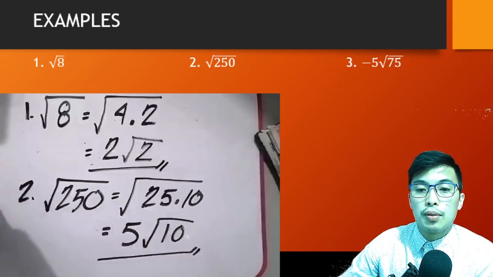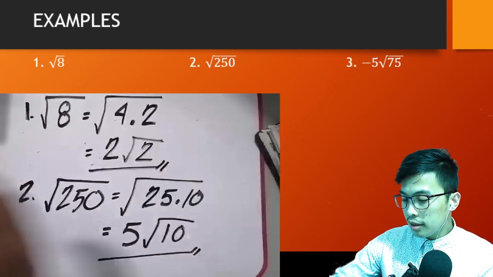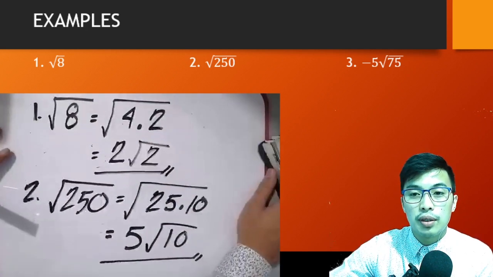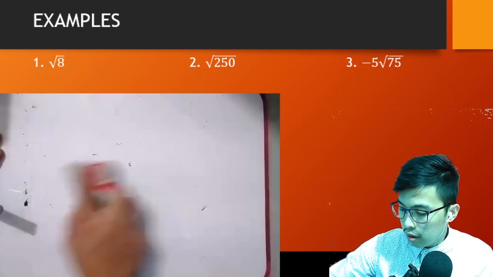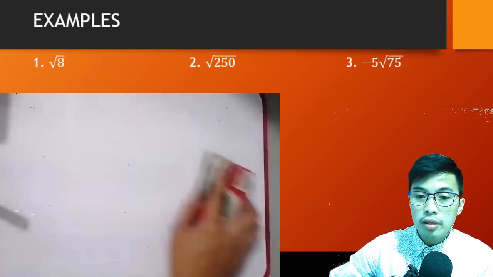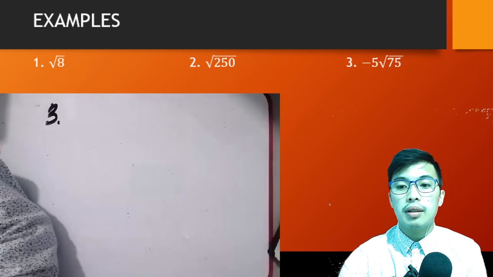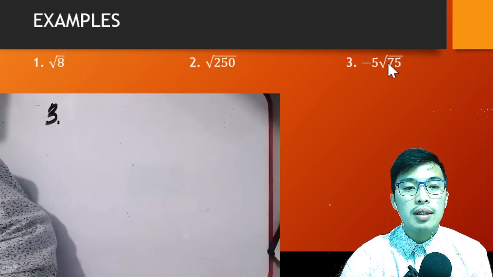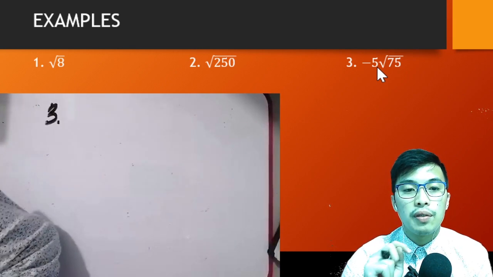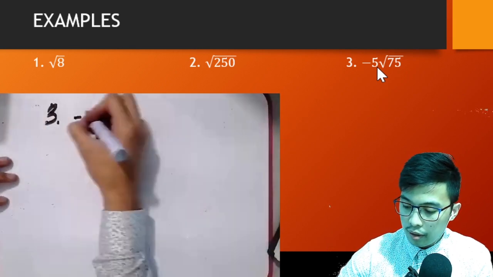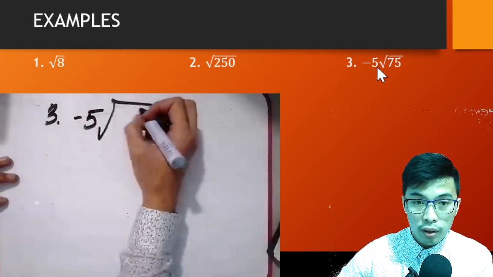Okay? So, do you have any question? If none, we can now proceed to number 3. Okay, so we go with number 3. How do we read this? We can read this as negative 5 times the square root of 75. And then we write here on the whiteboard, negative 5 times the square root of 75.